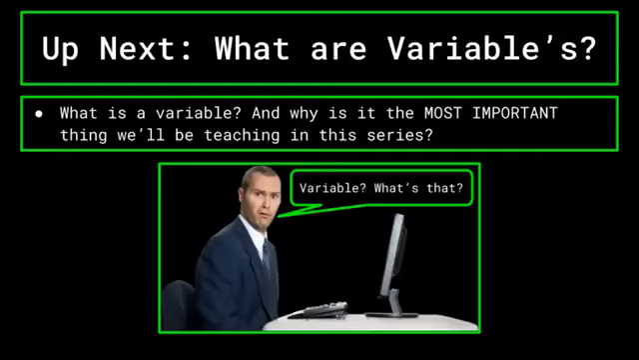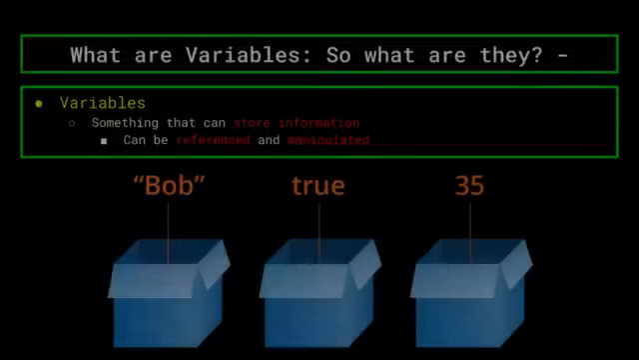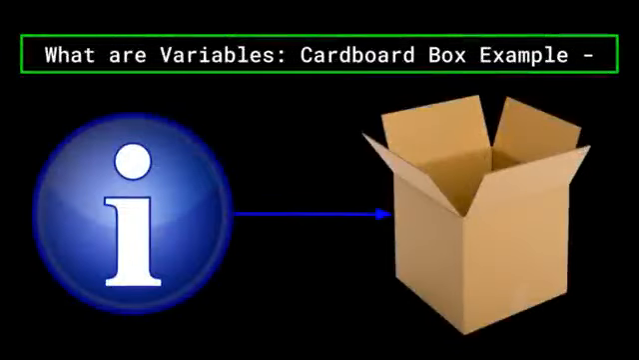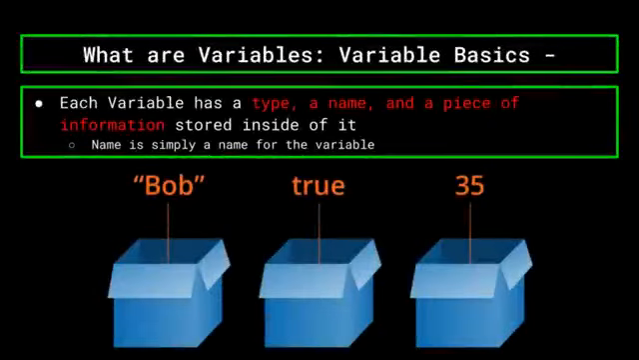First of all, what exactly is a variable? A variable is simply something that can store information and can be referenced and manipulated. Think of variables like a cardboard box. Cardboard boxes serve as a means to store items in them, which can be changed out, replaced, and modified. Variables are like cardboard boxes that store information for the programmer to reference or manipulate.